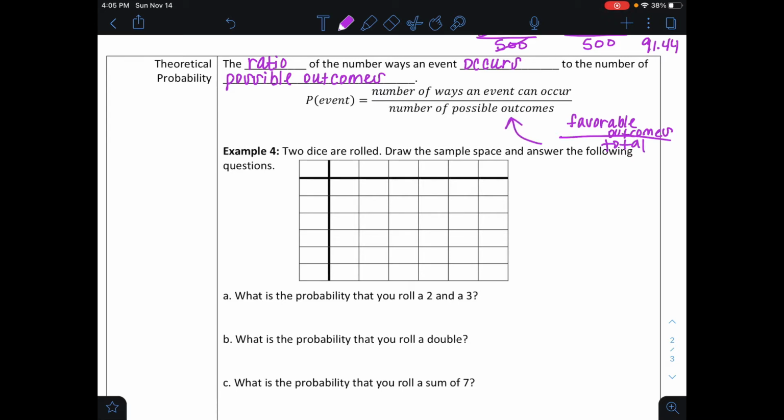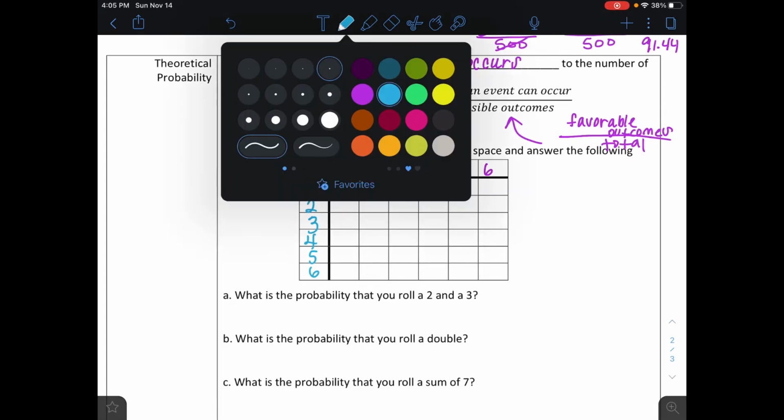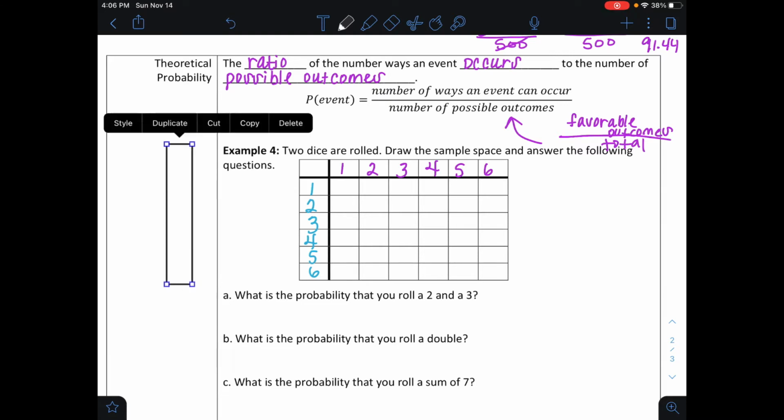All right, so example 2. 2 dice are rolled, draw the sample space and answer the following question. Okay, so here's what I want you to write down. We're talking about regular 6-sided dice. So that's a 6-sided die. Each die has like a number on it. And of course the numbers are just dots, but we're going to use numbers instead of dots. 4, 5, 6.